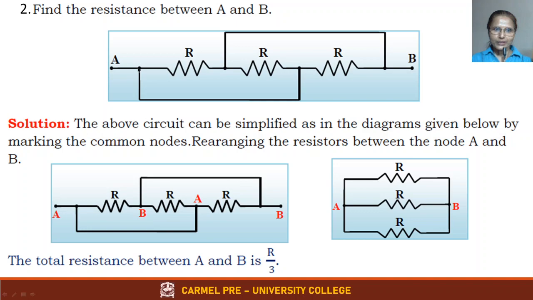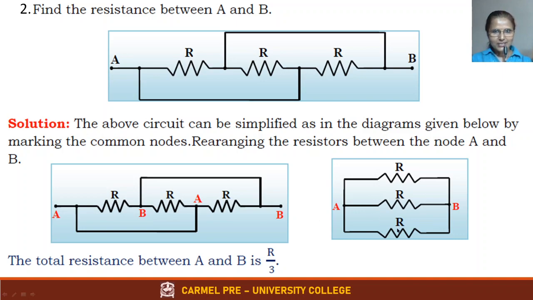Okay, so you can call it A like this, and B can be written over here. Now you see, if this is B and this is A, between A and B resistance R is there, between A and B resistance R is there, again between A and B resistance R is there. So essentially what does that mean? All the three are in parallel. Between A and B all the three resistors are there.